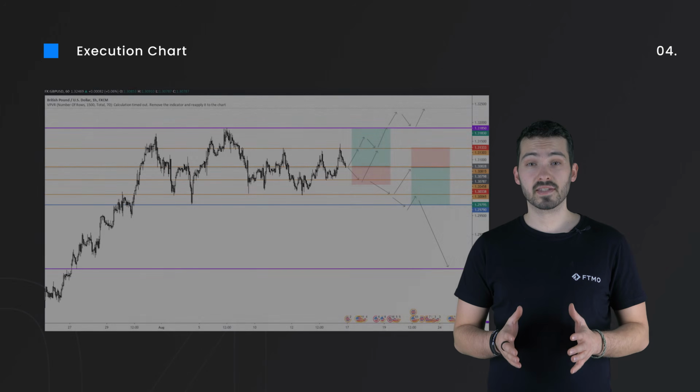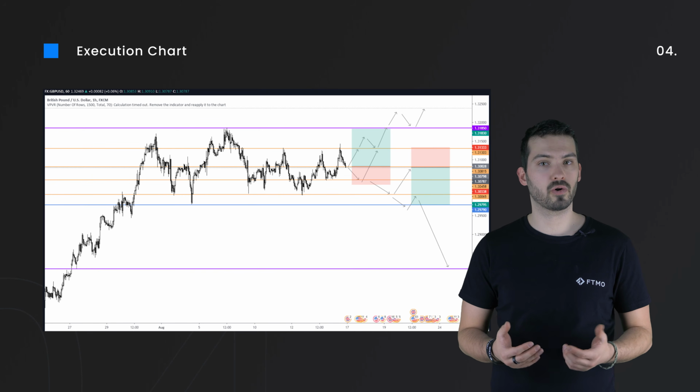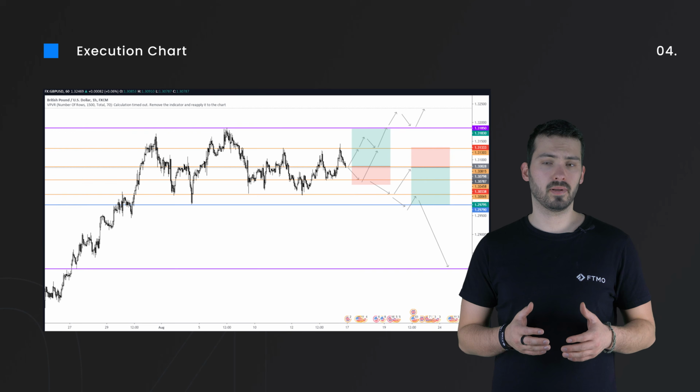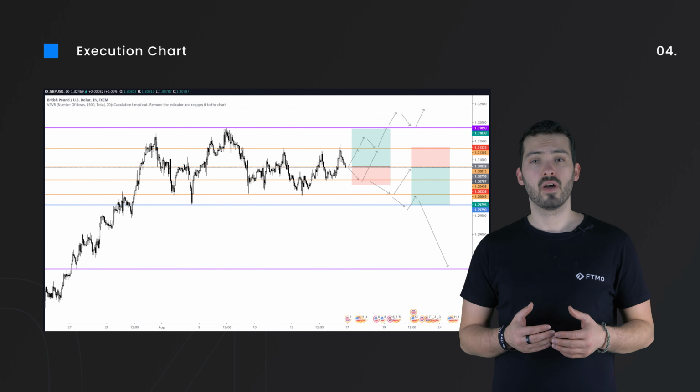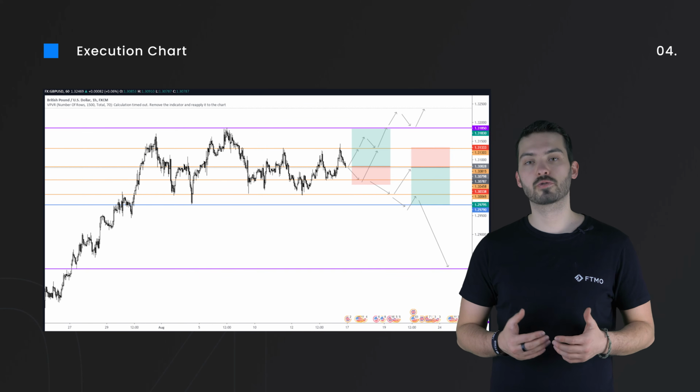Execution chart. This is completely up to you. Some traders like to enter their trades on H4, H2, H1, or whatever time frame is suitable. For this example, we use the H1 time frame for marking out levels and also entering and exiting potential trades.